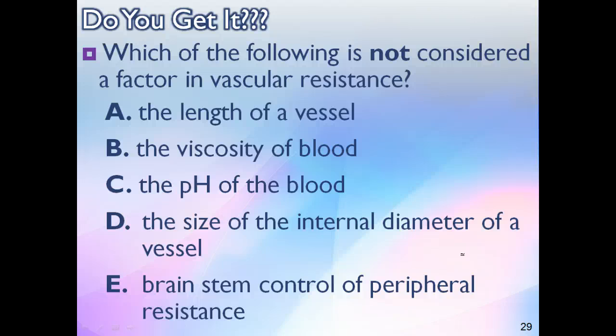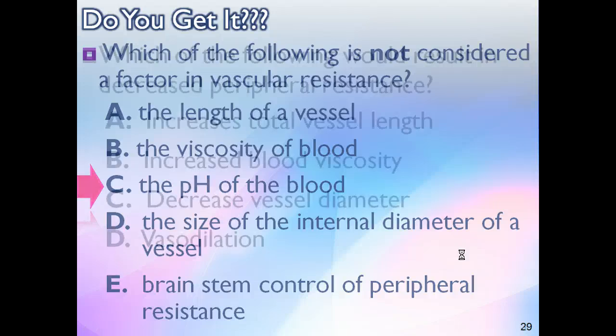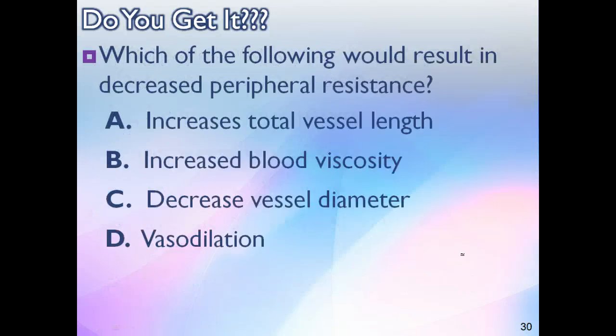Which of the following is not considered a factor in vascular resistance? Vessel length, viscosity, pH, diameter of your blood vessel, brainstem control of peripheral resistance. Well, the only one that has nothing to do with resistance is blood pH. All the rest do. Which of the following would result in a decrease in peripheral resistance? So a decrease in TPR.